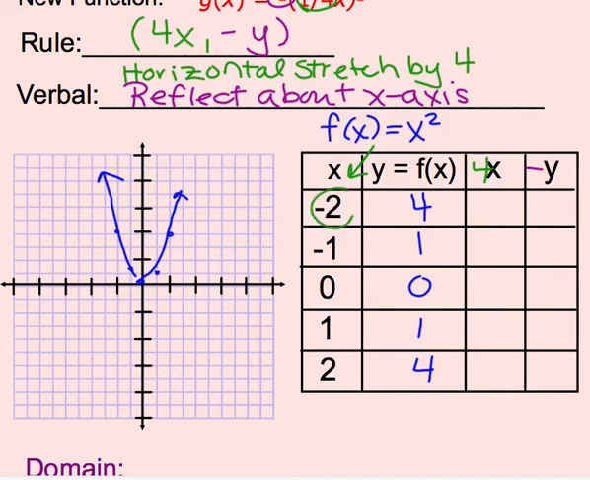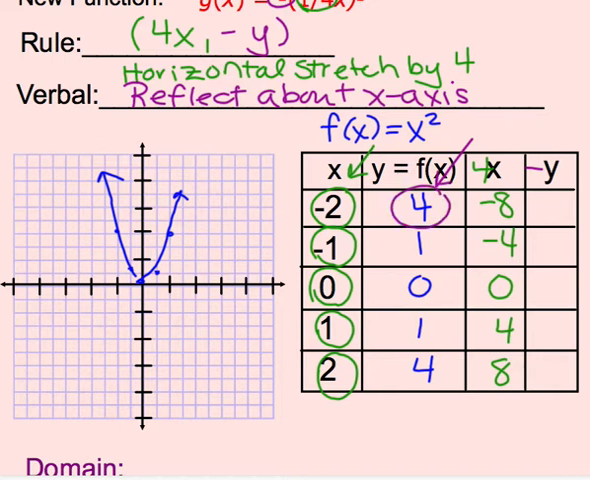So negative 2 times 4 is negative 8. Negative 1 times 4 is negative 4. 0 times 4 is 0. 1 times 4 is 4. 2 times 4 is 8. Now on our y values, we're going to negate them, so that will allow us to flip it about the x-axis. So the opposite of positive 4 is negative 4. Opposite of positive 1 is negative 1. Opposite of 0, can't do anything with that. And negative 1 and negative 4.